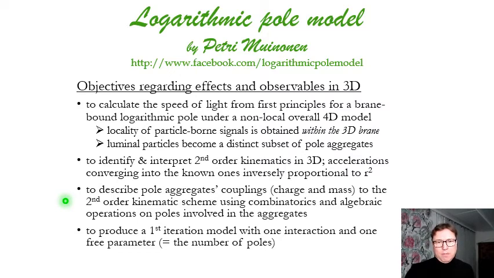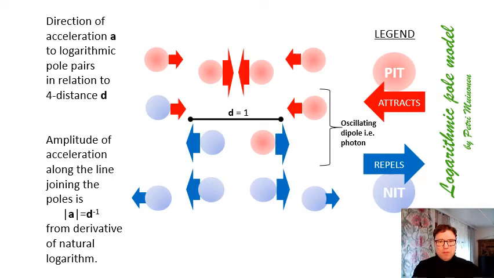And then we also just want to underline that this first iteration of the model is a kind of version 1.0, and well, it has only one free parameter, that is the number of the poles in the system. We now look in more detail into the attraction and repulsion rules between poles.